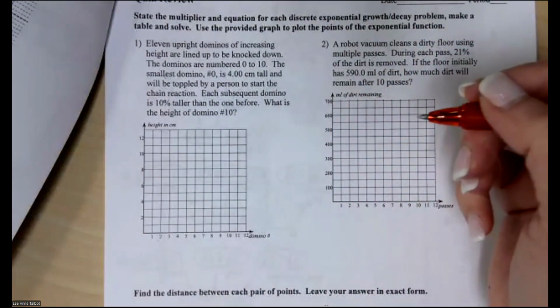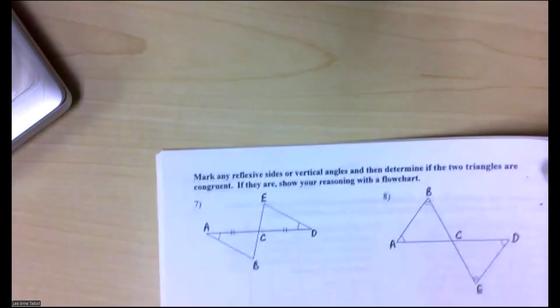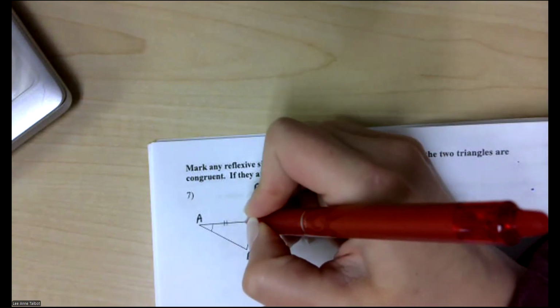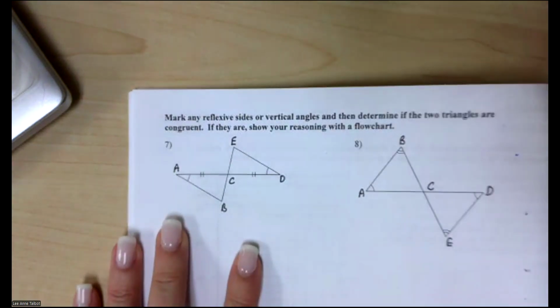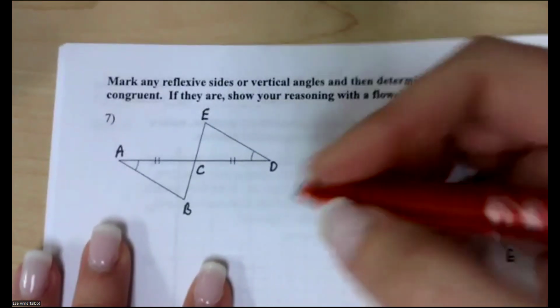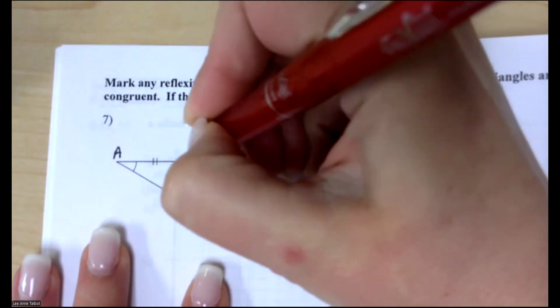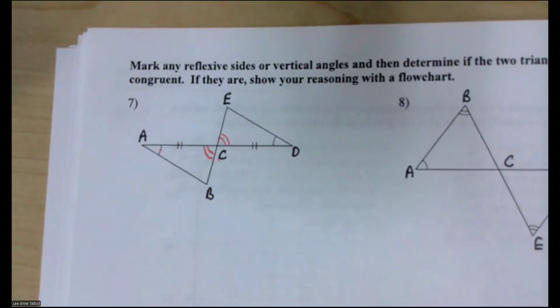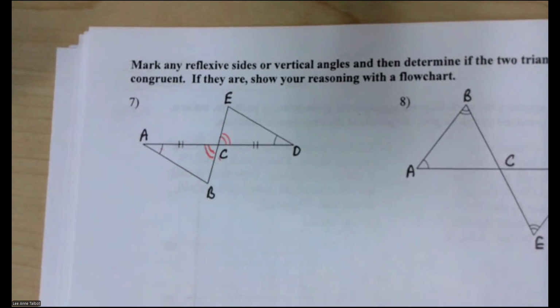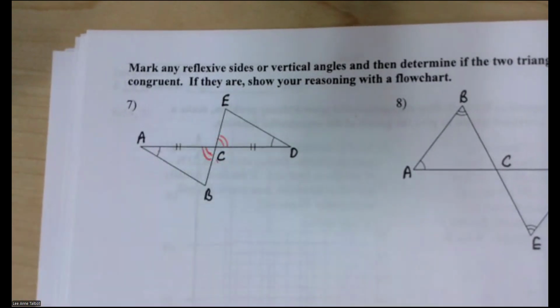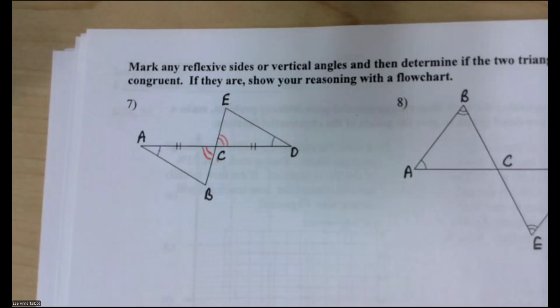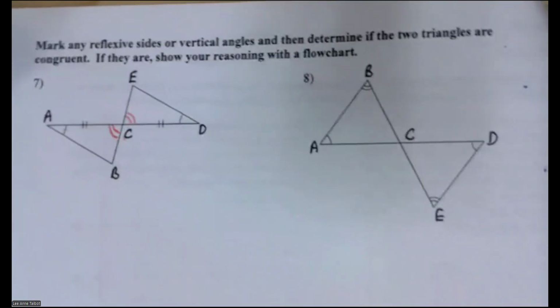Yes, Evan? Number 7. Okay, so the first thing you need to do is mark any reflexive sides or vertical angles. Did you see the vertical angles? And then that's angle, side, angle. So you make the 3 bubbles. And then you have given, vertical angles. Are you with me? Okay. Did you just forget about vertical angles for a second? Now number 8 is not possible because it's angle, angle, angle.